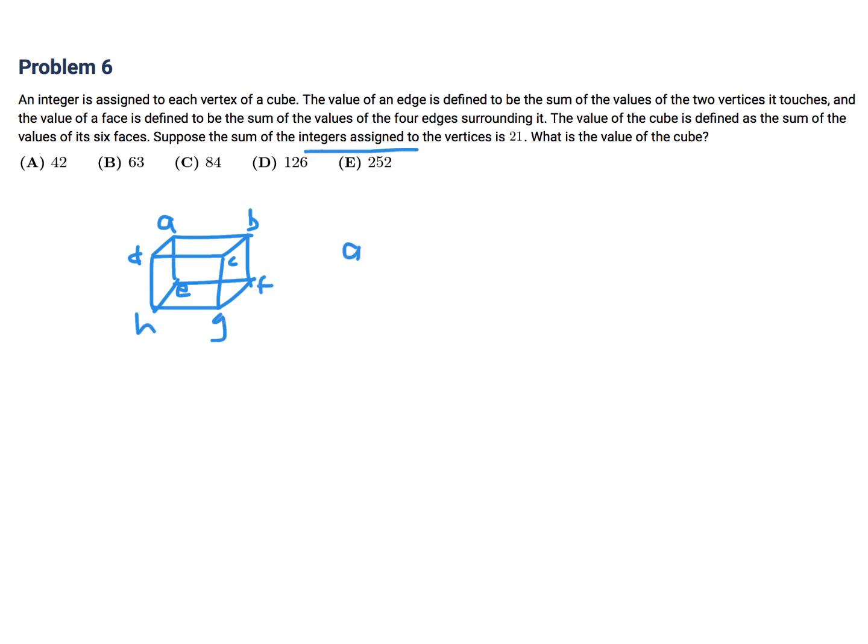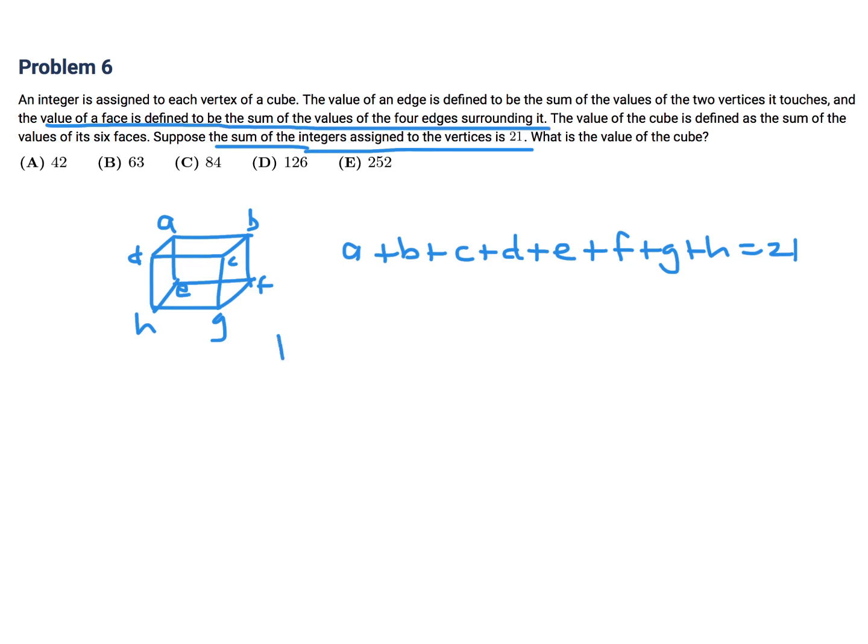And according to this sentence, the sum of the integers, so A plus B plus C and so on, is equal to 21. Now, the value of a face is defined to be the sum of the values of the four edges surrounding it. So for example, if I was to look at the top face, that value would actually be A plus B, that edge, plus A plus D, the next edge, plus B plus C, and then plus D plus C. So that is the value of that face. That's how I'm interpreting the question.